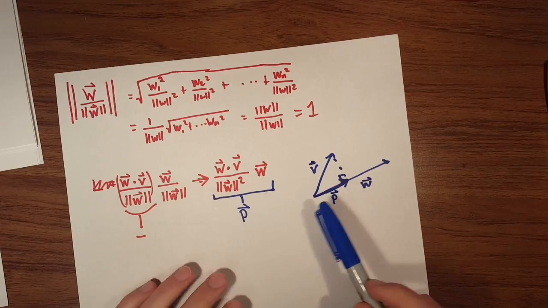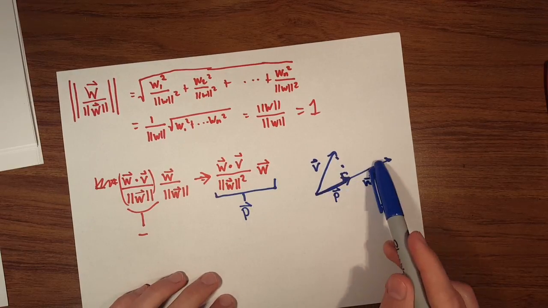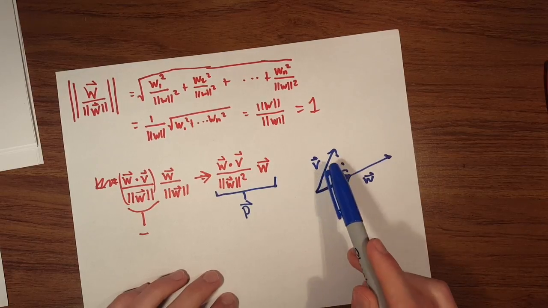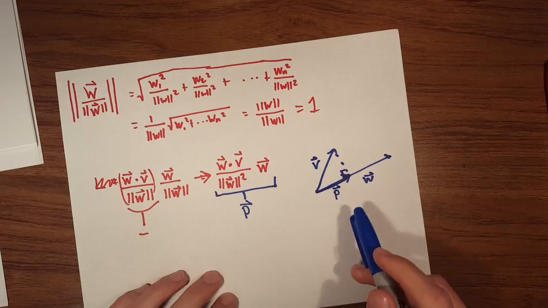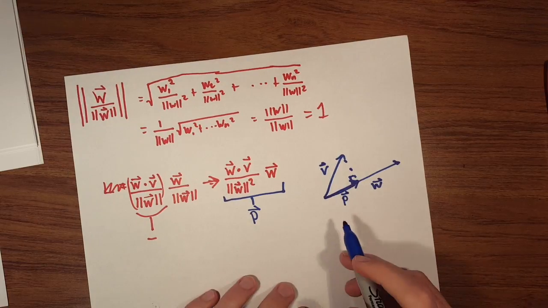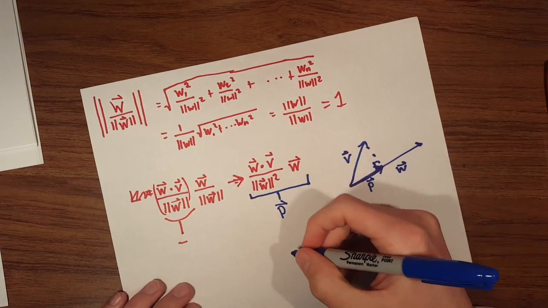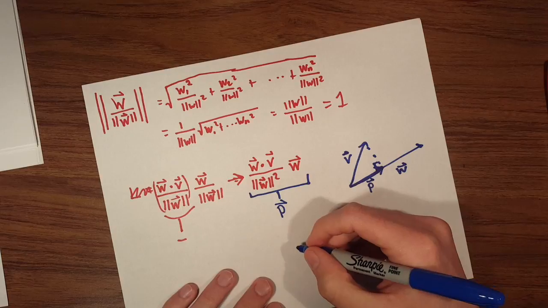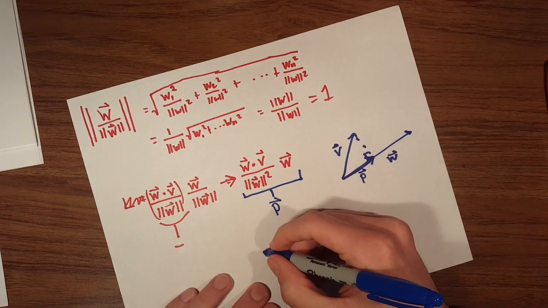So this allows you to find how much of one feature is in a different feature or a different piece of your data set, or how similar they are. Because one thing that you'll notice is that the length of this projection vector is going to be the maximum when V is equal to W.